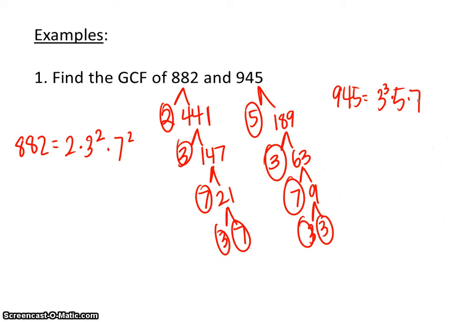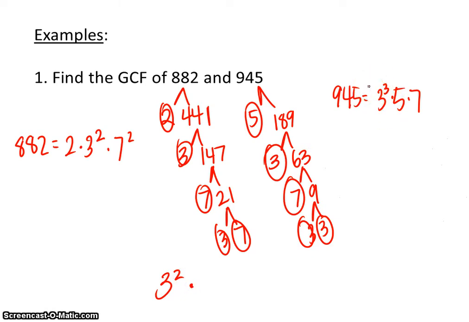Do they both have a 2? No, I can't use that. This one has a 2, but this one doesn't. Now, they both have 3's. Well, this one has 2 3's, and this one has 3 3's. So I need to go with the 2 3's because they both don't have 3 3's in common. So really, they have 3 squared in common, okay? Because you could split this up.